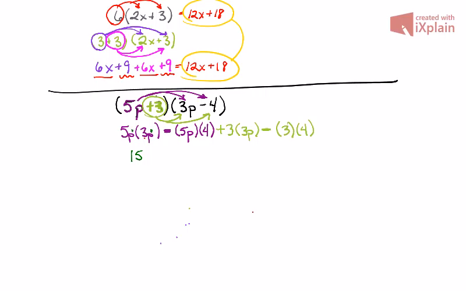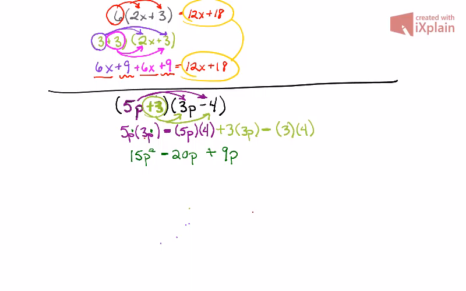There's our minus sign. It's just going to drop down. 5 times 4 is going to be 20. And the p that I have in the second term does not have anything to multiply with, so it's just going to drop down. Next we have a plus. Again, 3 times 3 is 9. And the p in that term doesn't have anything to multiply with, so it drops down. Then we have a minus. And then 3 times 4 is 12.